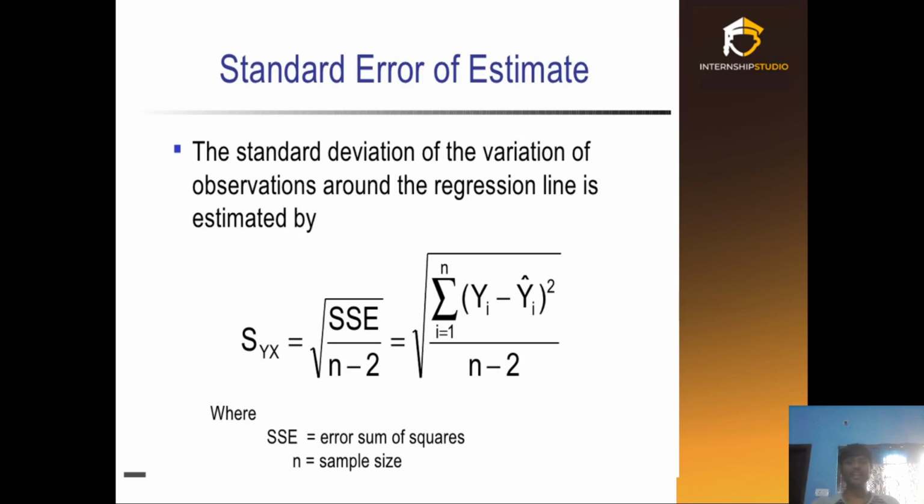And coming to the standard error of estimate, it is the standard deviation of the variation of the observations around the regression line. So whatever the variation of observations there is, if you want to find the sigma of that, in the sense the standard deviation, then you calculate it with respect to this S of YX. You can see it is the square root of SSE by n minus 2, where n is the number of samples, our sample size, and SSE is the sum of squares errors. Using this, you are going to calculate the standard deviation part.